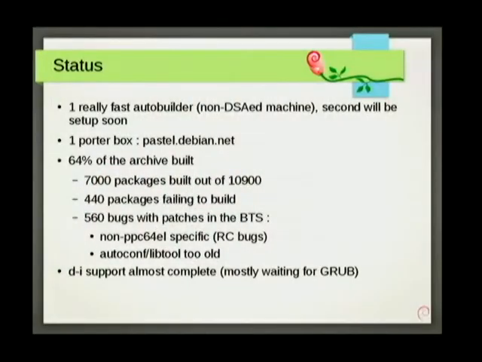So yes, what I was saying there is that we have one auto builder. If your package failed to build, or if you want to test a patch we have sent you, or if there is no patch yet, there is a porter box available. Before, the chroots were from the IBM archive, but now they are using the Debian archive, so it's really the same on the build elements.